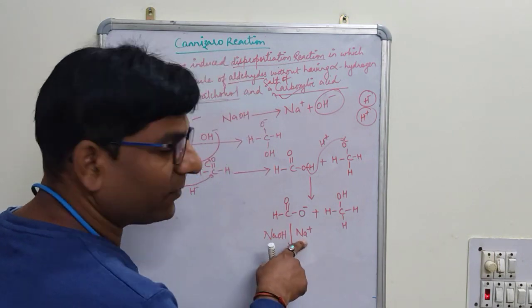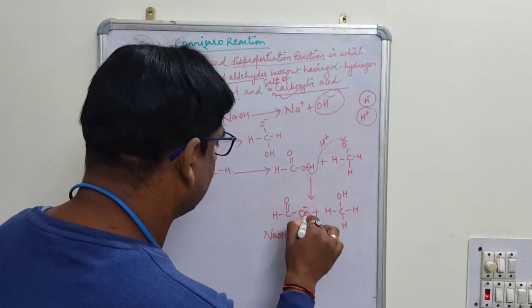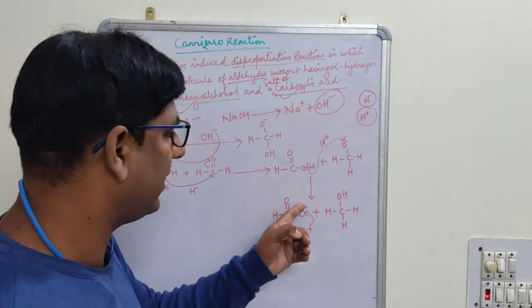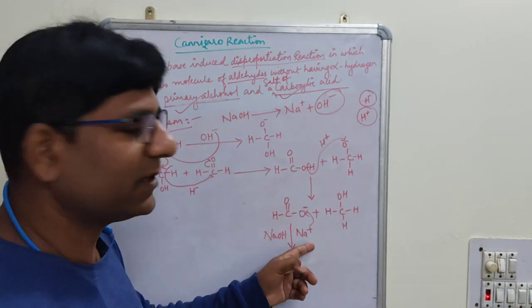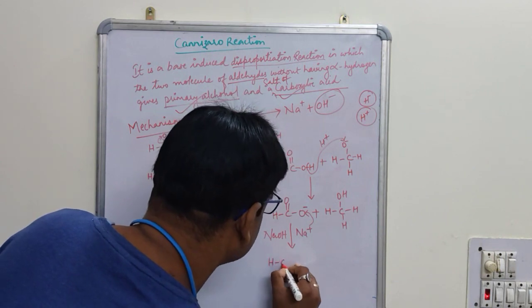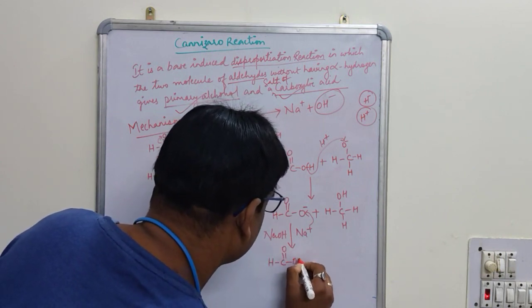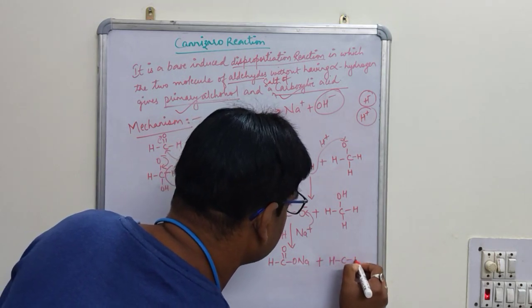And from there you have taken Na plus. Where will this Na plus go? It will go and attack on this oxygen. Why? Because this oxygen has the negative charge. Negative always goes for the positive. Positive will go for the negative. So that's why the final product will be HCOONa plus HCH3OH.